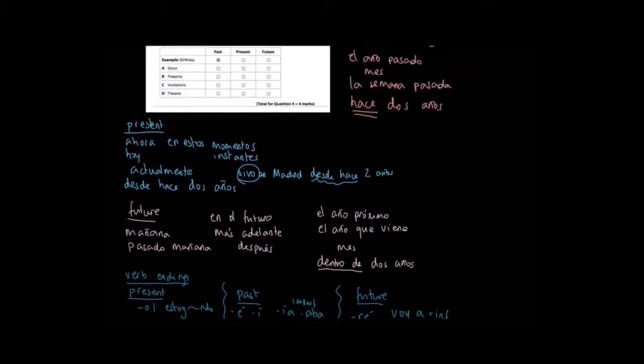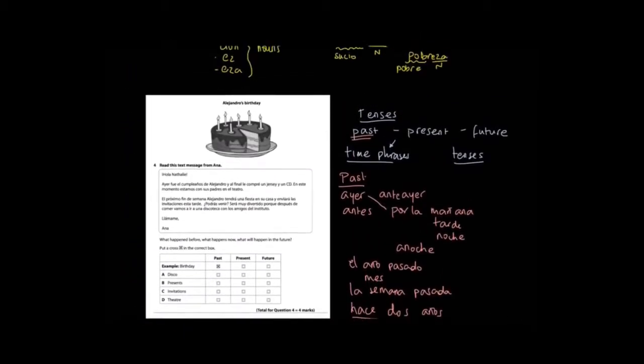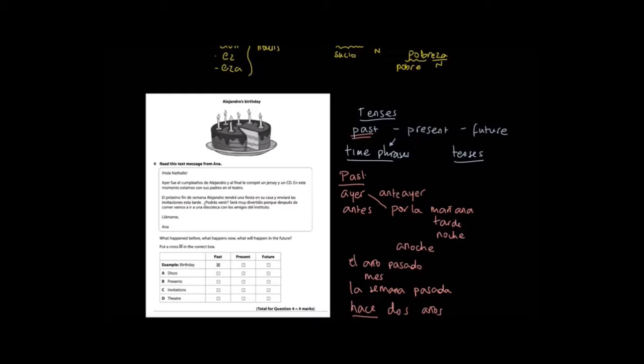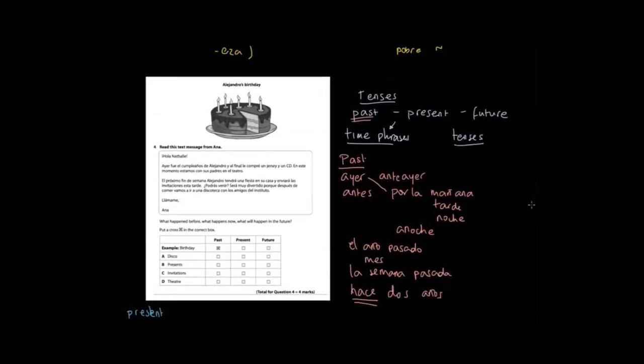So let's look at the question now. Let's pay attention to it. Let's start by reading the title, of course, always the case. So it's Alejandro's birthday. If we just read the title, in this case, it could be pretty much anything. So what do I need to do? I need to read this text message from Anna. To be fair, it's quite long for a text message. It must have cost a lot.